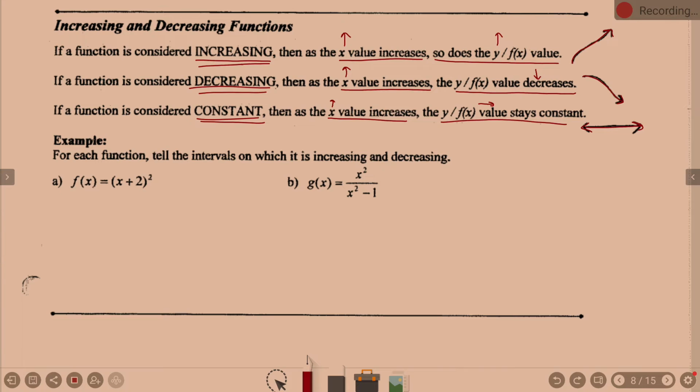For each function, tell the intervals on which it is increasing or decreasing. Now, when we tell the intervals on which it is increasing or decreasing, realize we're going to use x values to do this. It's probably the hardest part, just realizing we're using x values to do this. So, what do we need to do here? We need to graph this.